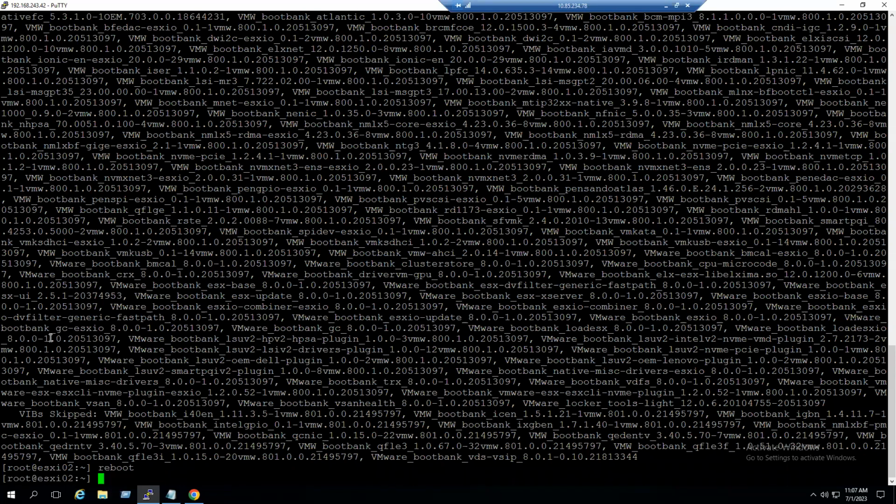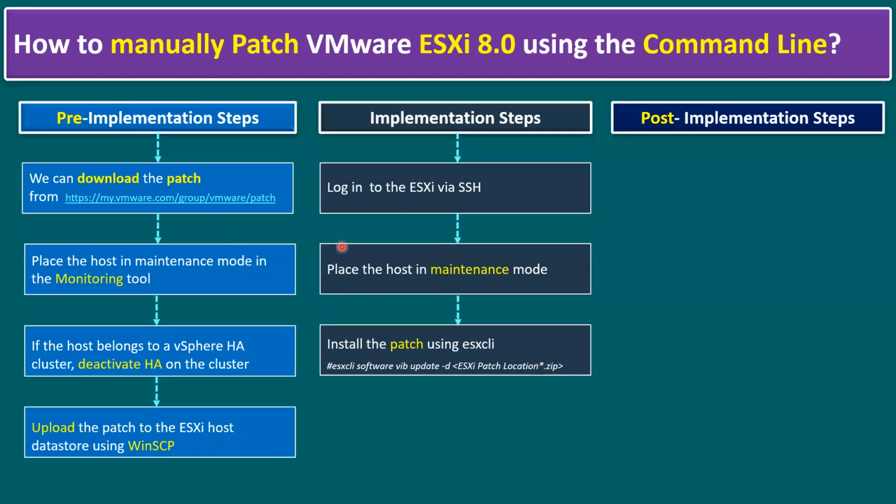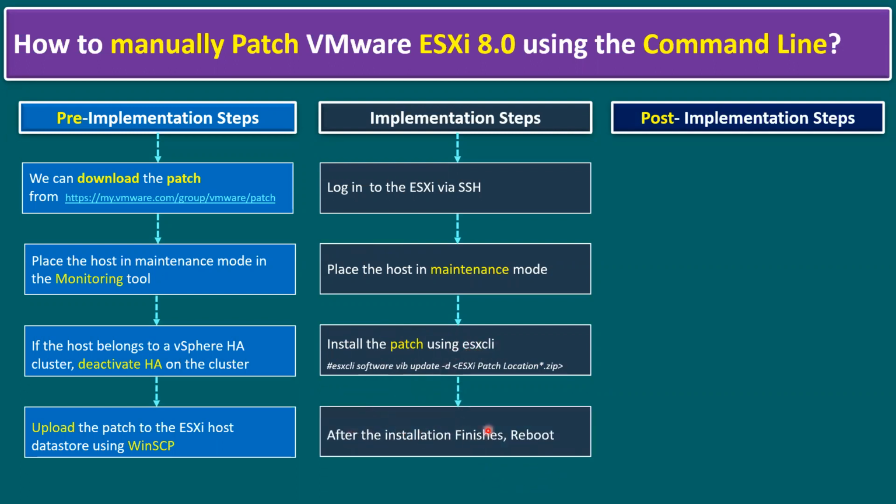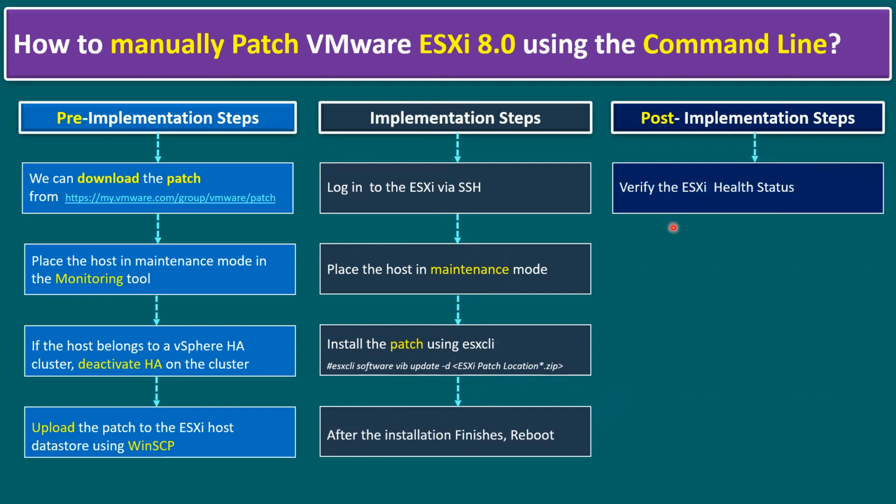In the meantime, back to the slide. If you see here, this portion also completed. We installed the patch using ESXi, and the next step also completed. After installation finishes, we monitor the installation status, and the installation status is showing as completed. And the next step, we have to run the reboot command. So until this, the pre-implementation and implementation steps are completed, and now let's verify the post-implementation steps.